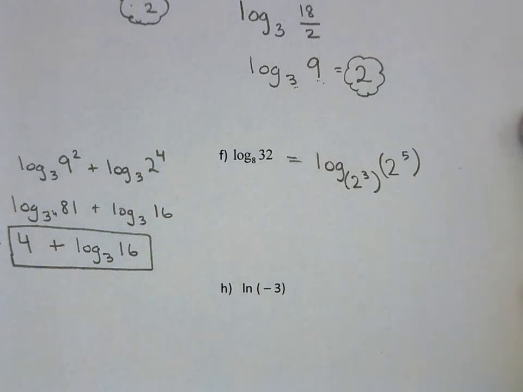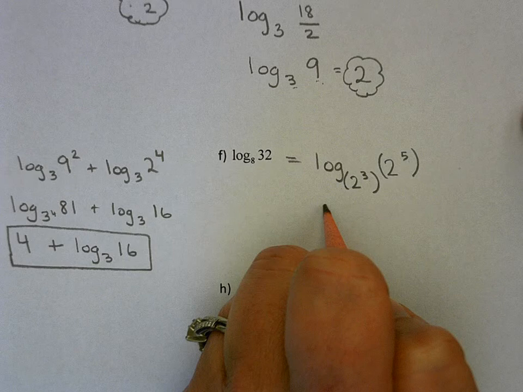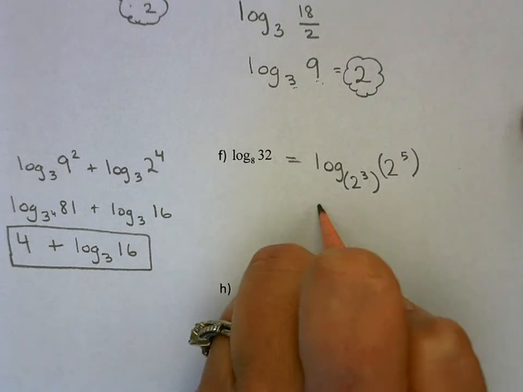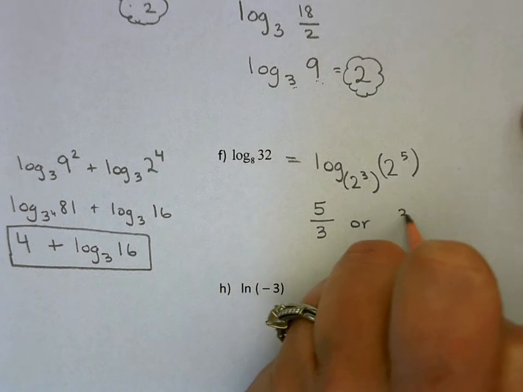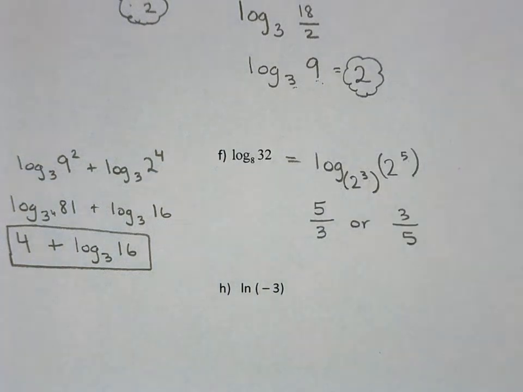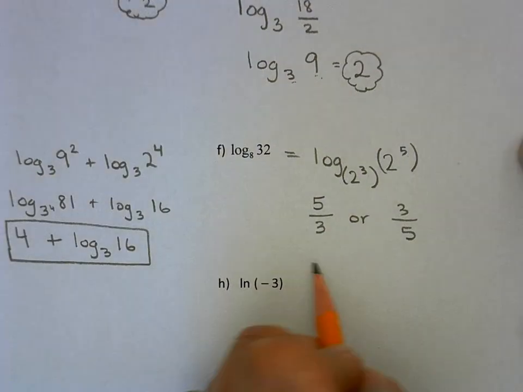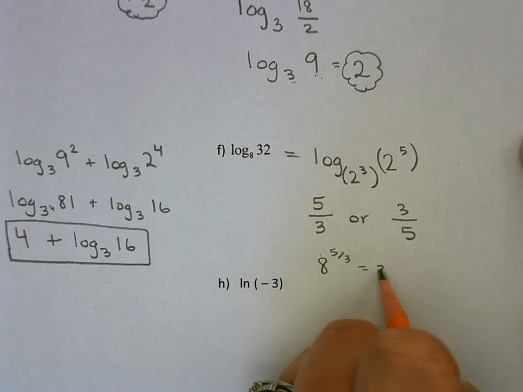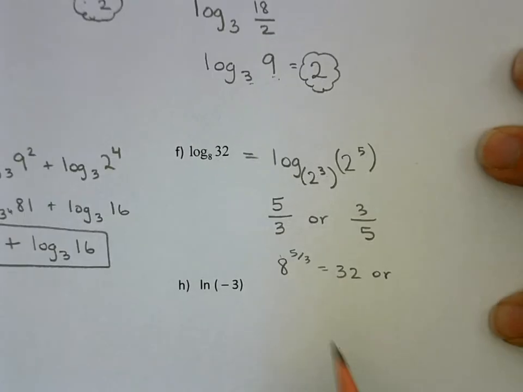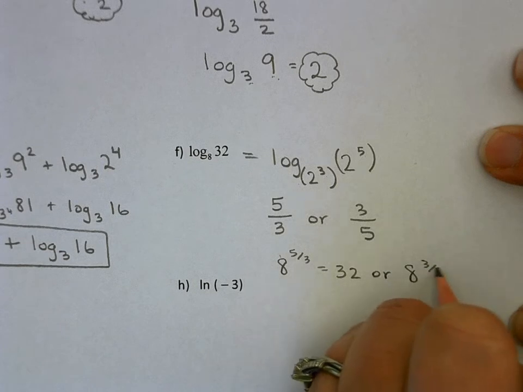And so if I look at that, I've got a power of 5 and a power of 3. Does that mean that my answer is 5/3, or is it possible that it could be 3/5? How would I figure out that part? Is it 5 over 3 or is it 3 over 5? Just for the sake of understanding what we're doing here, we know that either 8 to the 5/3 is supposed to be 32, or 8 to the 3/5 is supposed to be 32, right?